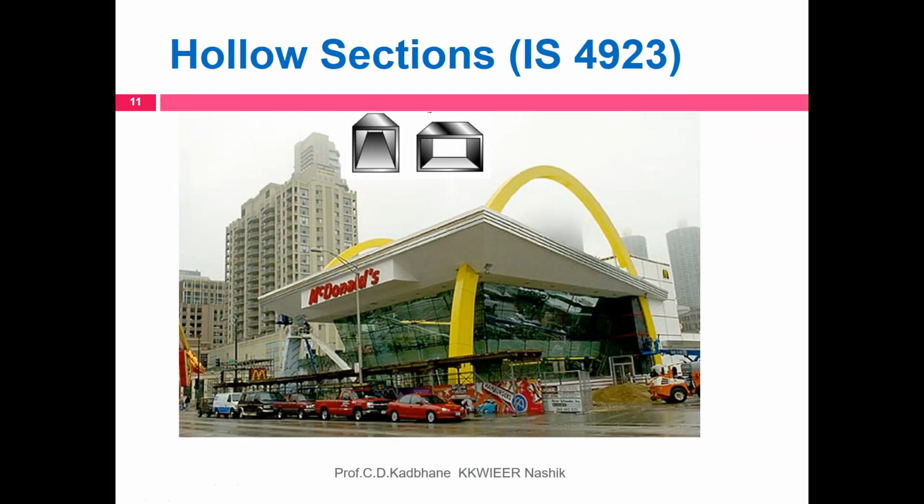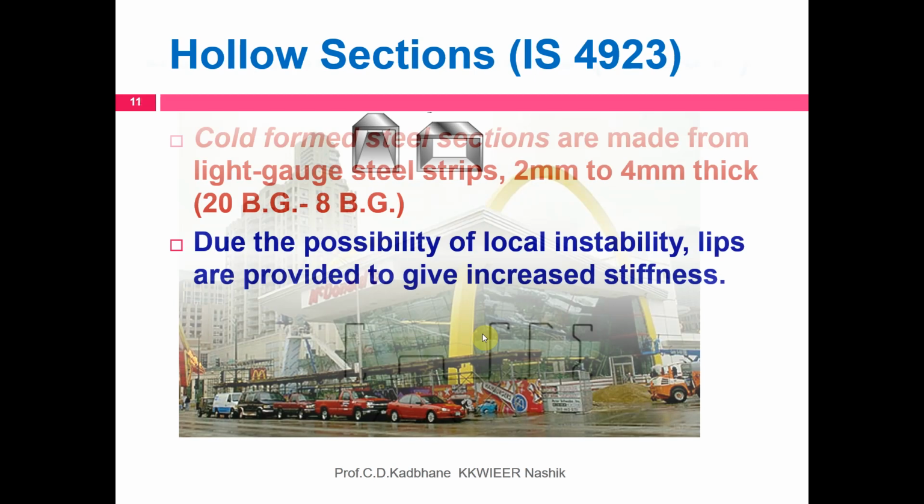Now IS 4923 gives us brief information regarding hollow square or rectangular sections. In this photograph, if you observe, these parabolic hollow steel sections are provided to take the load of the roof of a McDonald's center, and look at the aesthetics provided by this section. At the same time, it gives a good appearance and aesthetics.